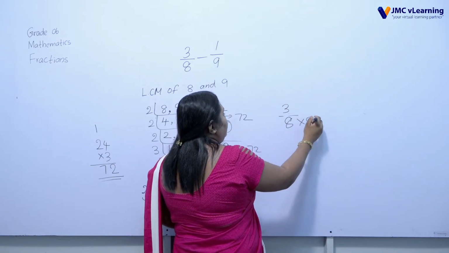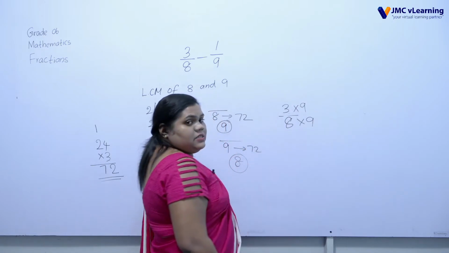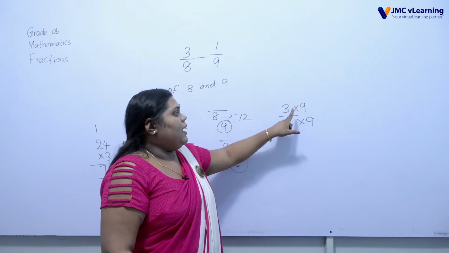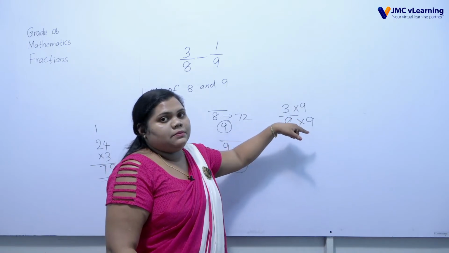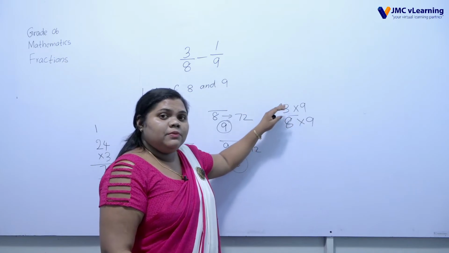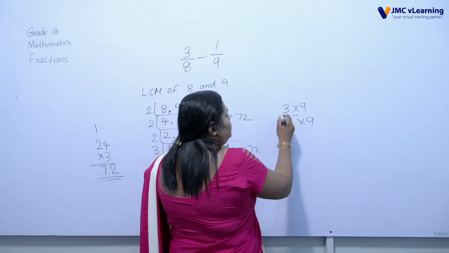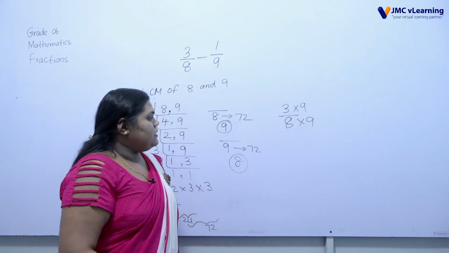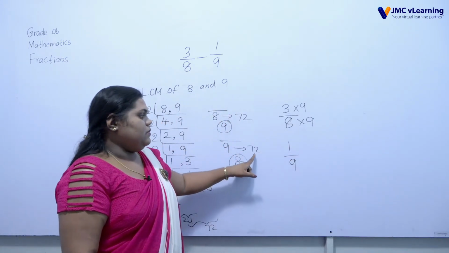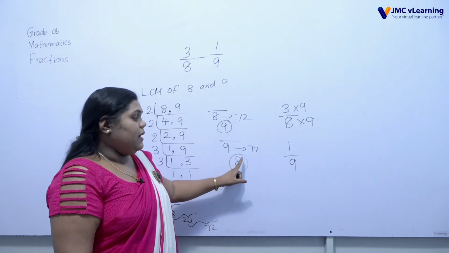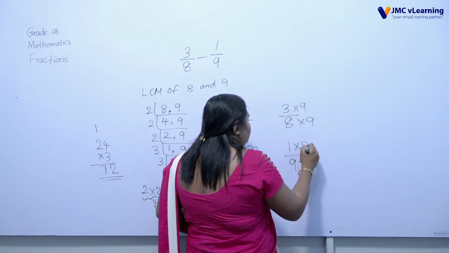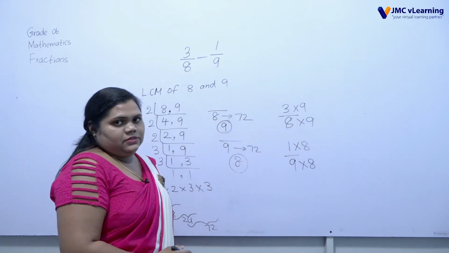Okay, it means this 8 has to be multiplied by 9. Okay children, this 8 has to be multiplied by 9 and this 3 also has to be multiplied by 9. It's a rule. If you do something to the denominator, the numerator also has to get the same thing done. After that, 1 out of 9. Now to convert this one into 72, you have to multiply by 8. This 9 multiplied by 8 means this one also has to be multiplied by 8.